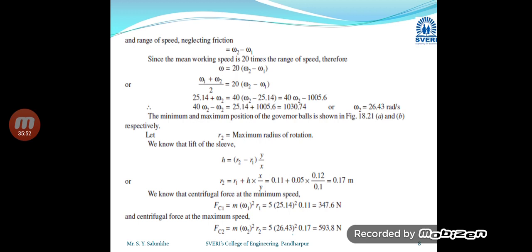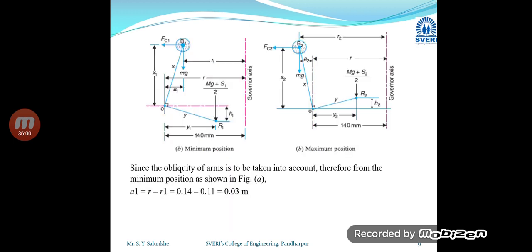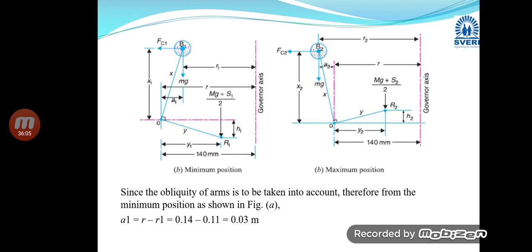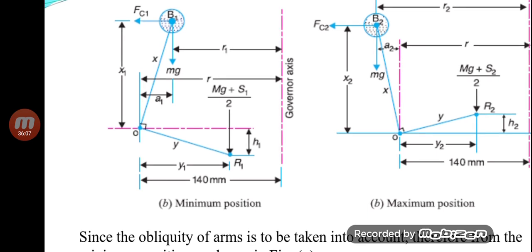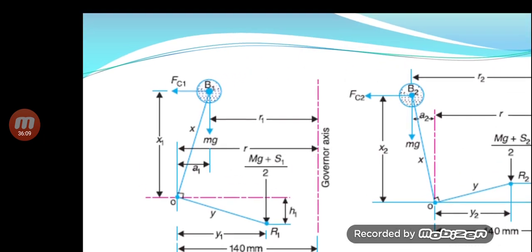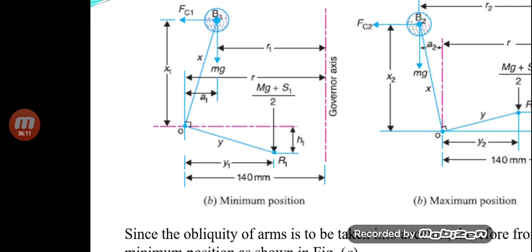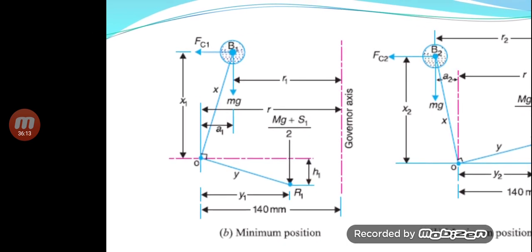The minimum and maximum positions of the governor balls are shown in the figure. The figure is on the next slide, so I will move to the next slide. Here you can see the figures. In these figures we are going to use the geometry, that is, the various points which we are going to refer to: point B, point O and point R1.